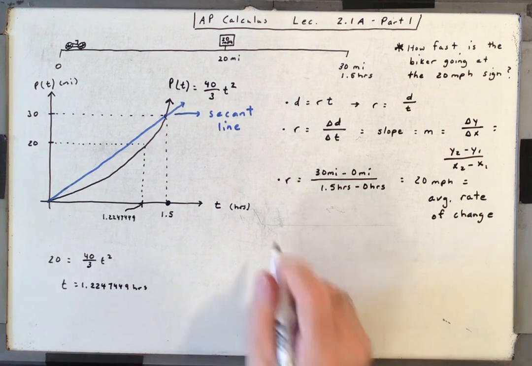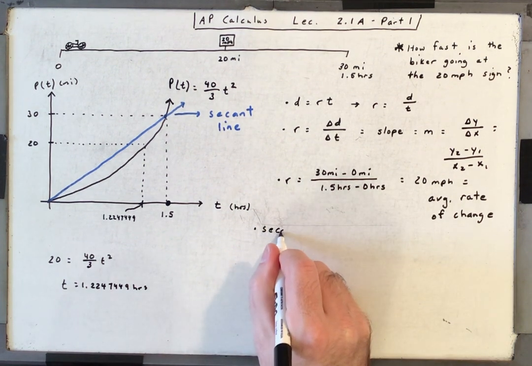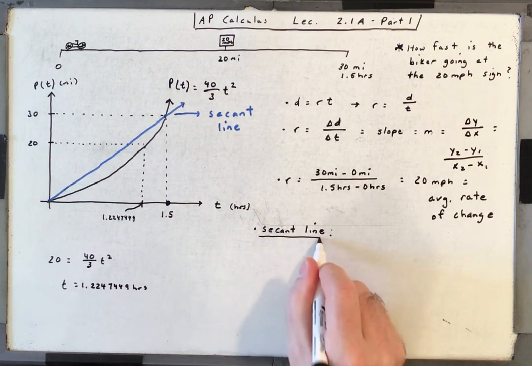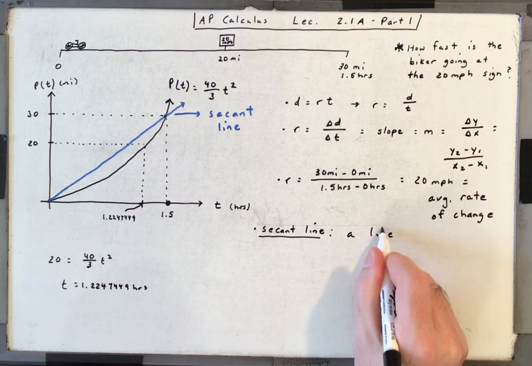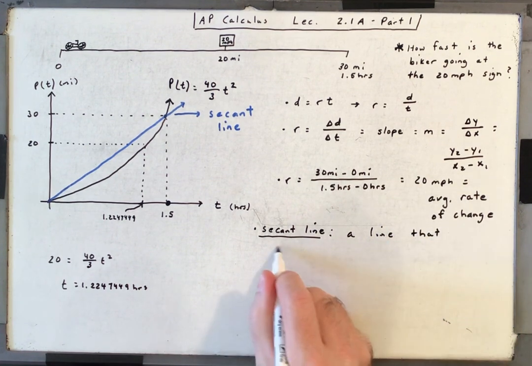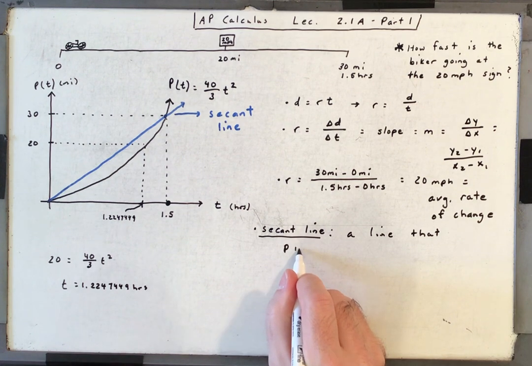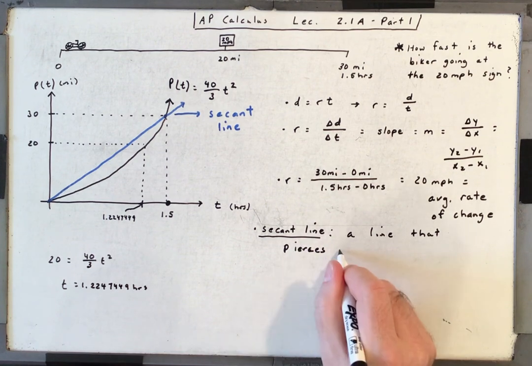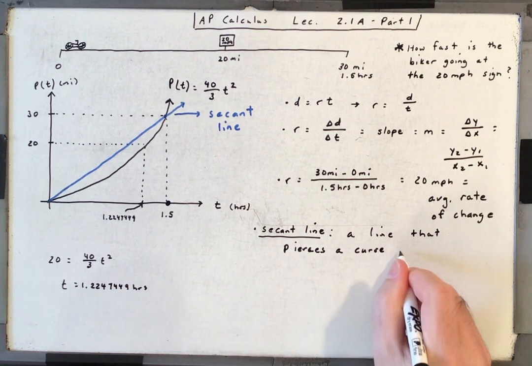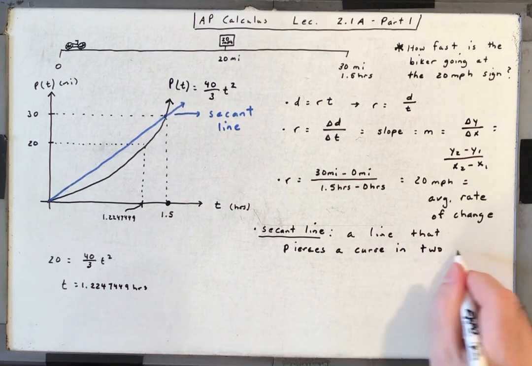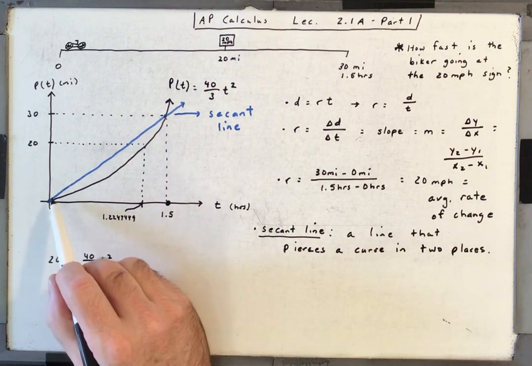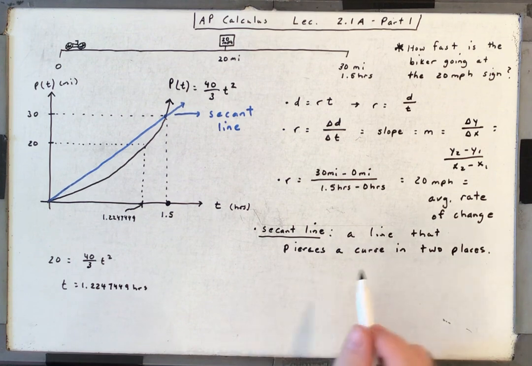So let's go ahead and define a secant line here. A secant line, this is important for the test, is just a line that pierces a curve in two places. It's just a straight line, very important in calculus.